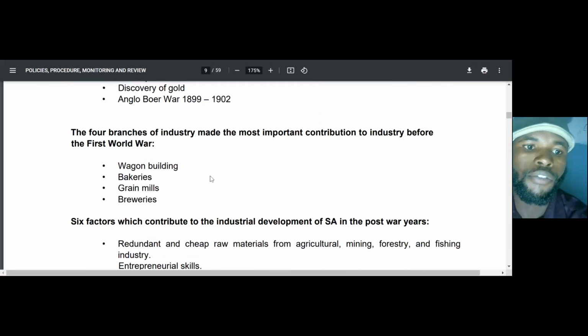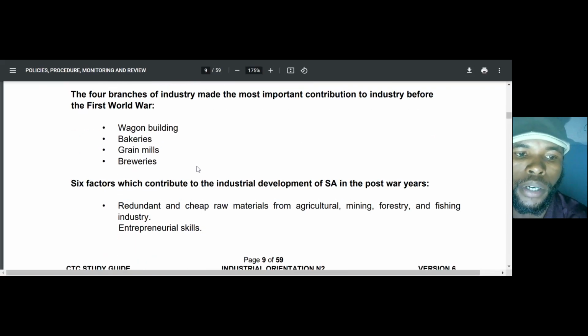The 4 branches of industry that made the most important contribution to industry before the First World War are wagon building, bakeries, grain mills, and breweries. Again, these are the 4 branches of industry that made the most important contribution before the First World War.